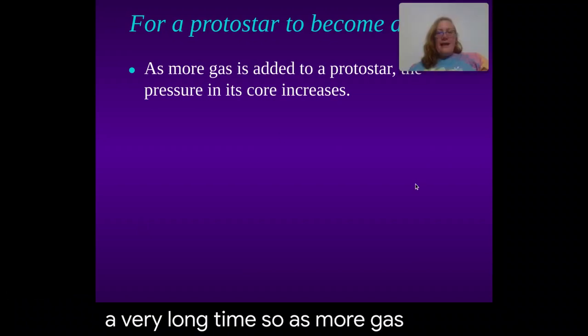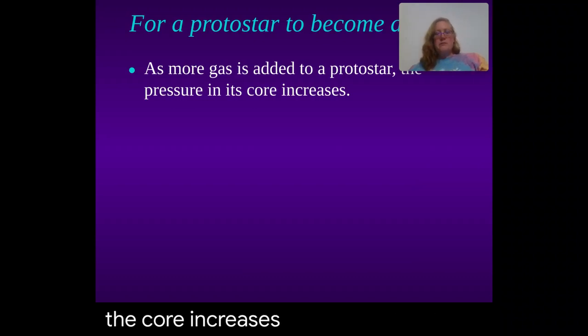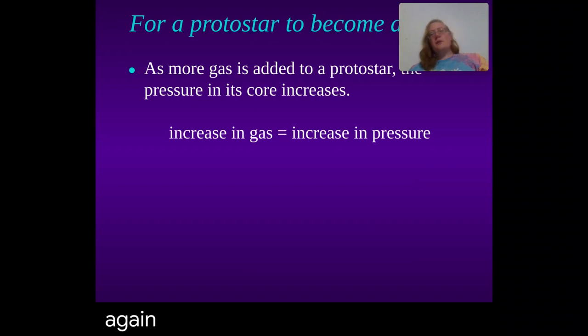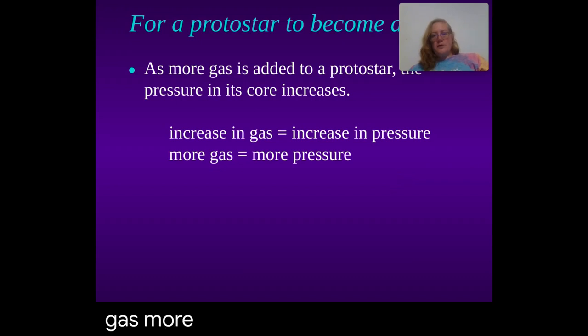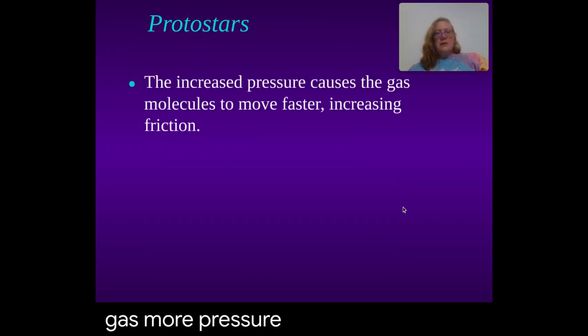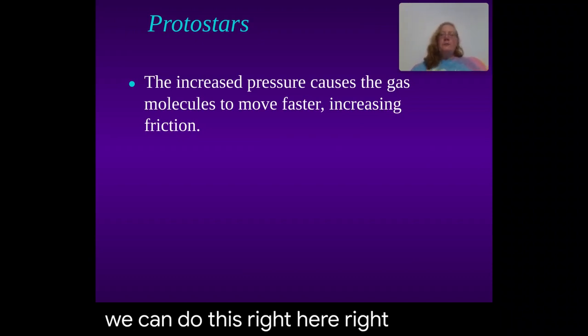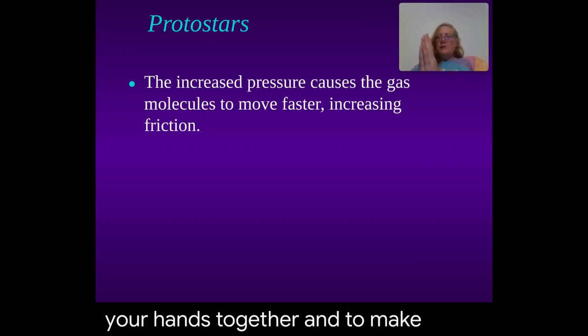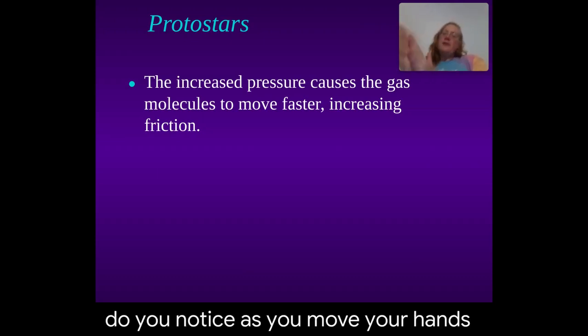So, as more gas is added to a protostar, the pressure in the core increases. So, you increase the gas, you increase the pressure. More gas, more pressure. The increase in pressure causes the gas molecules to move faster, and this increases friction. So we can do this right here, right now. Put your hands together, and to make your molecules move faster, start moving your hands. Move them faster. You're going to get an increase in friction. What do you notice as you move your hands faster?